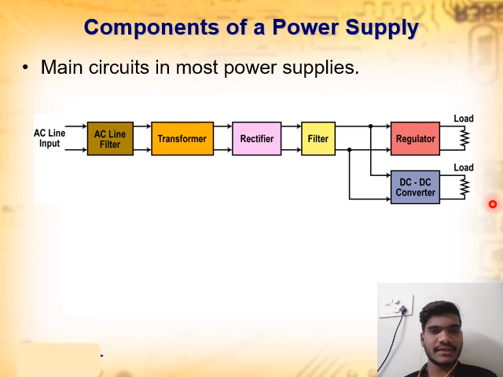Components of a power supply. Main circuits in power supplies: AC line filter, transformer, rectifier, which transform the AC to DC, and filter. A regulator, which regulates the voltages, which is available in electric appliances like AC, fan, TV, fridge, etc., and the regulator to the load and DC to DC converter.